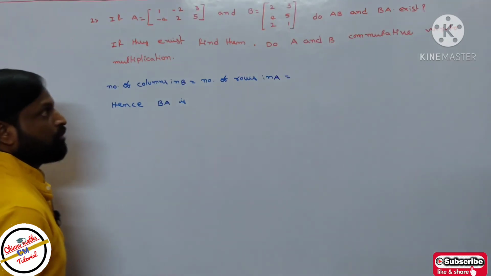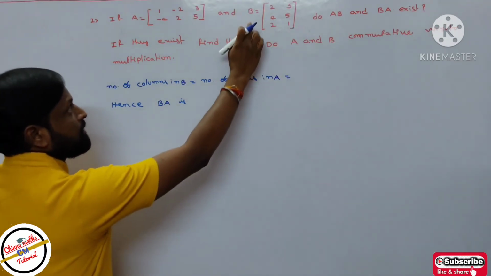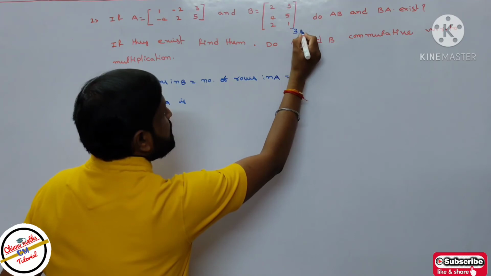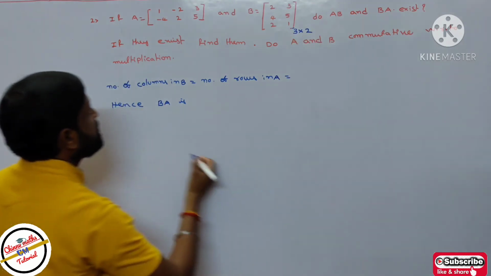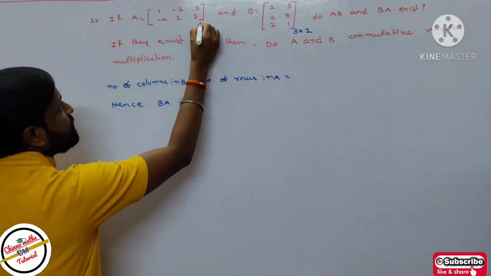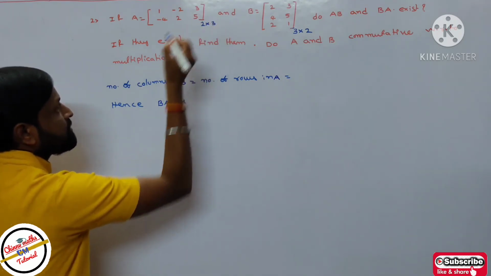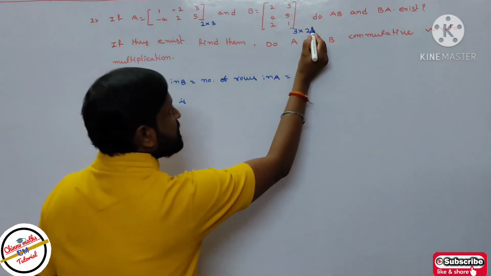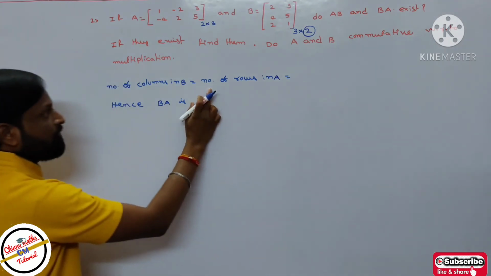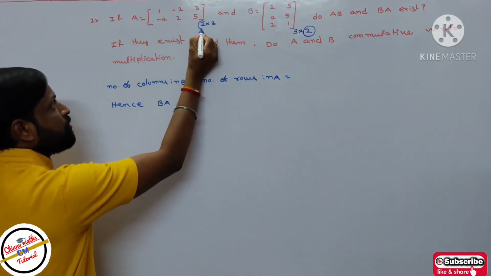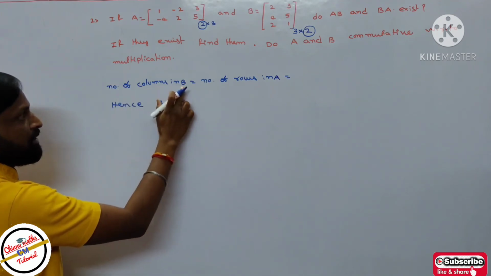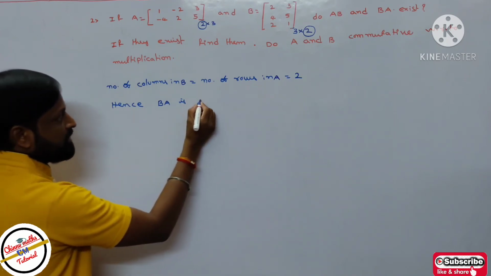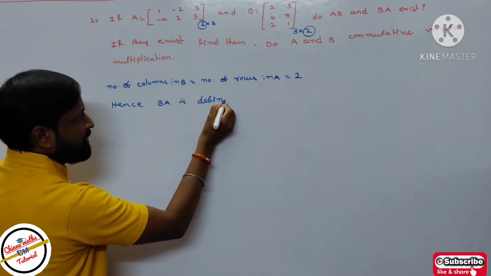Next, does the product of BA exist or not? See here, the order of matrix B is 3 rows and 2 columns. The order of matrix A is 2 rows and 3 columns. What is our definition? The number of columns in B is 2, and the number of rows in A is 2. Both are equal. So hence the product of BA is defined.